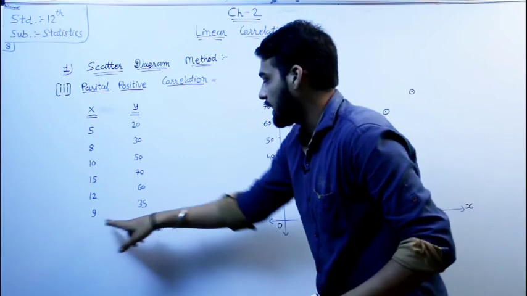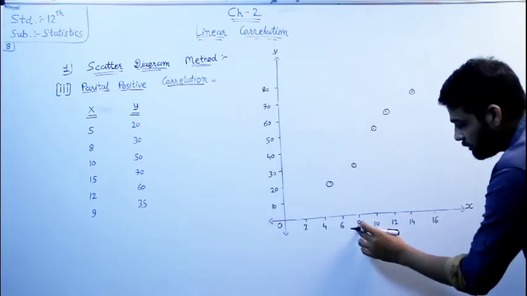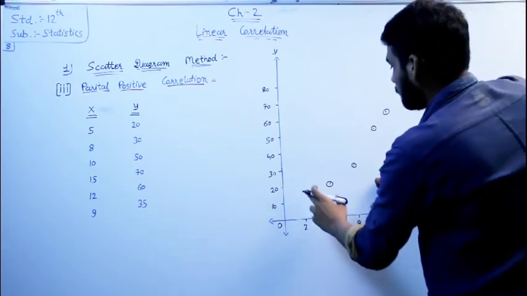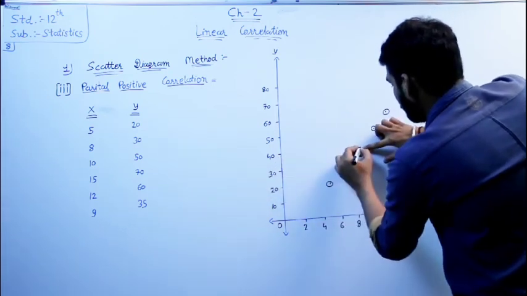Then the last one is 9 and 35. So 9 is between the values 8 and 10, so here, and 35 is between 30 and 40, so the value here will be 35.